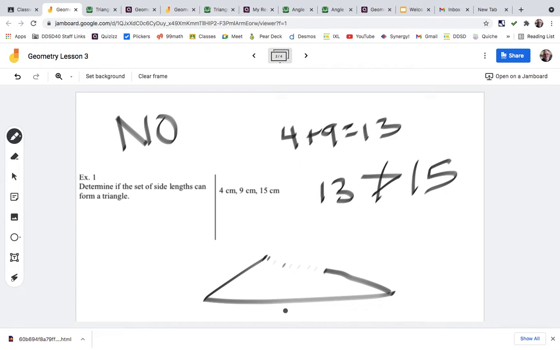So if this was the 15, and let's say this is the 4, and this is the 9, well, 9 plus 4 has to be greater than. So these two sides have to be greater than this length right here, or else they will fall short and won't create a triangle, won't be able to connect.